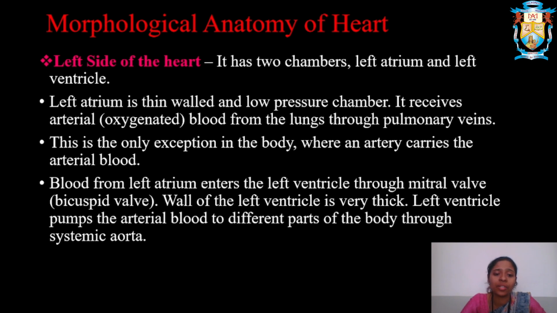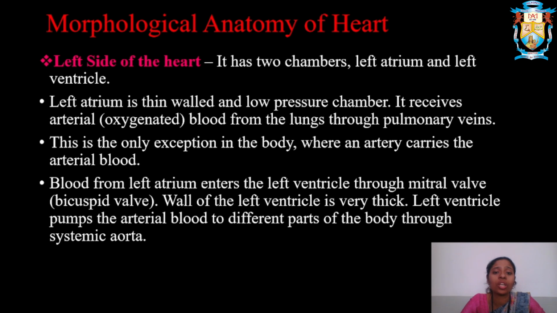Next, blood from the left atrium will enter the left ventricle through the mitral valve, also called the bicuspid valve. The wall of the left ventricle is very thick, similar to that of the right ventricle. The left ventricle will now pump the oxygenated blood to different parts of the body through the systemic aorta.